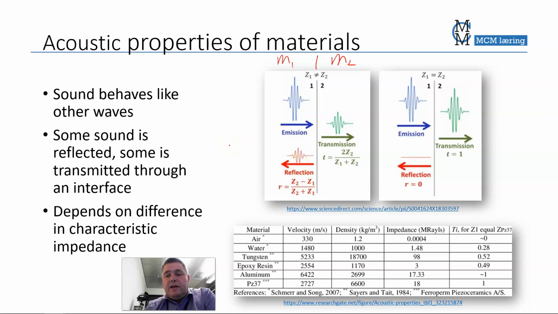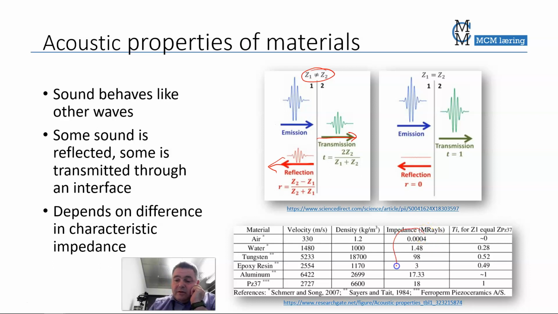If you, for example, send light from air to glass, some will reflect and some will transmit through to the other side. Now, if the characteristic impedance of the two materials is the same, then everything will transmit over to the other side. Nothing will reflect. That is the case, for example, if you have iron and steel. And the higher the difference between the two, the higher proportion is reflected and less is transmitted.